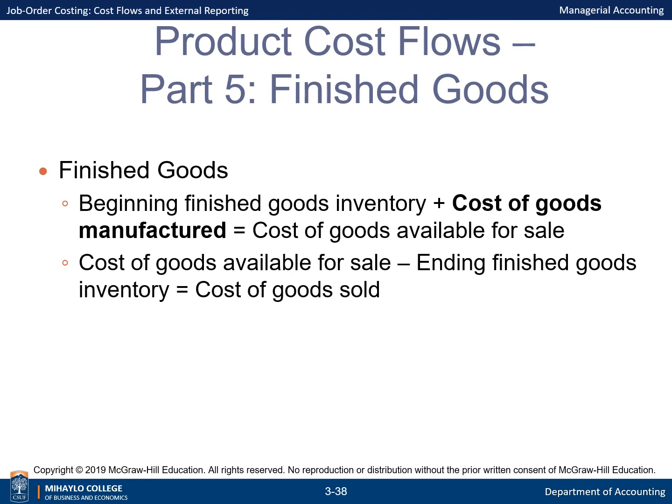The cost of goods manufactured is added to the beginning finished goods inventory to arrive at cost of goods available for sale. The ending finished goods inventory is deducted from this figure to arrive at cost of goods sold.